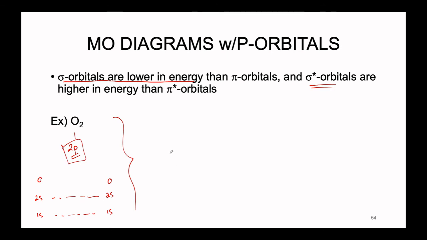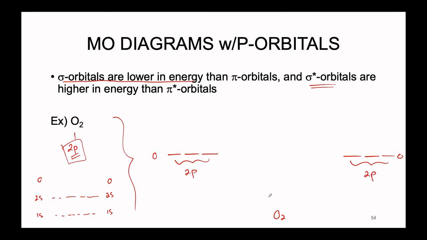So we're going to have one oxygen here on the left with its 1, 2, 3 different 2p orbitals. This is our oxygen on the left. And then our oxygen on the right will also have its 1, 2, 3 2p orbitals. Here's our oxygen. And in the middle, we're going to illustrate the combination for the 2p orbitals for O2. Now, according to what I just said, the sigma orbitals are going to be lower in energy than the pi. So we're going to arrange them like so.